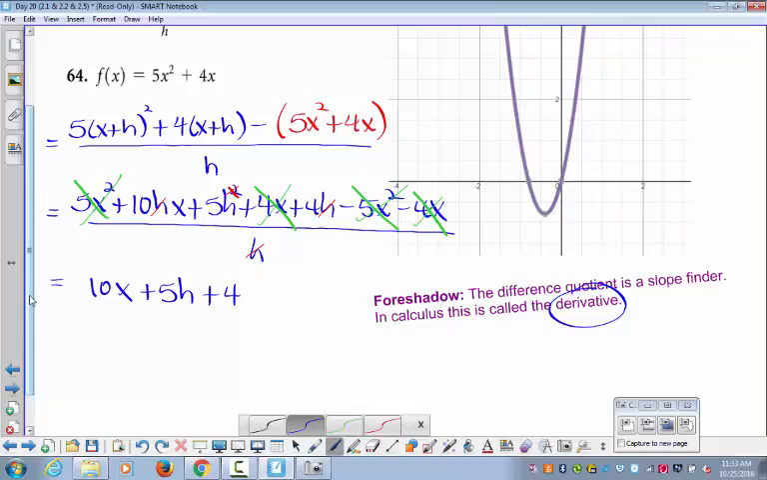Anyone care to venture a guess? 5x squared to 10x. What did we do there? There's a nice little shortcut.